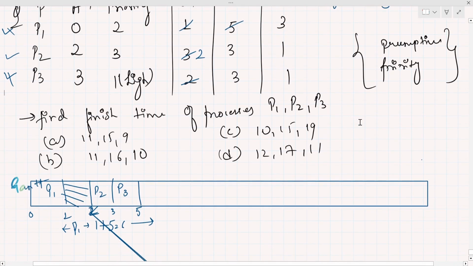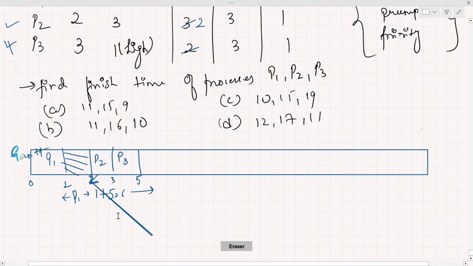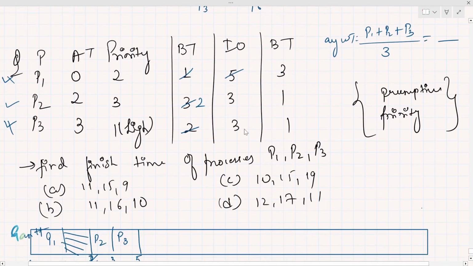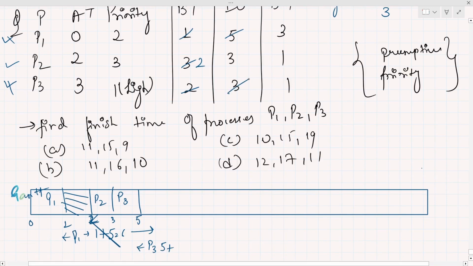Now it goes for an IO operation. So we have to write that the P3 process goes for an IO operation. The completion time is 5 plus the IO operation time, which is 3.